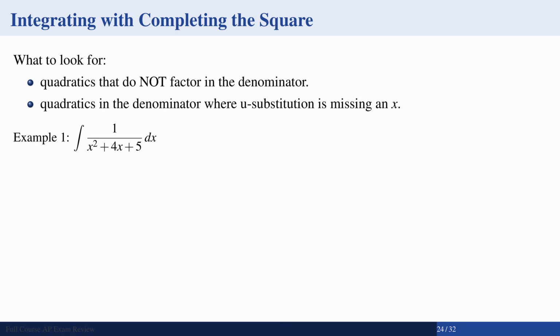Again, I'm not doing the algebra on this, but the integral of 1 over x squared plus 4x plus 5 becomes the integral of 1 over the quantity x plus 2 squared plus 1, which in my mind I think of as 1 over 1 plus the quantity x plus 2 squared. That just gives us arctan of x plus 2 plus c, so that's one example.